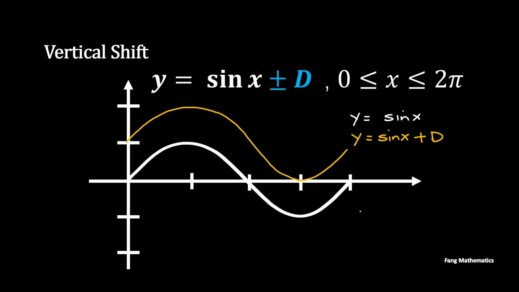And let's look at if we are to move the graph downwards, then the sign should be minus uppercase D. So we are to shift the graph downwards.